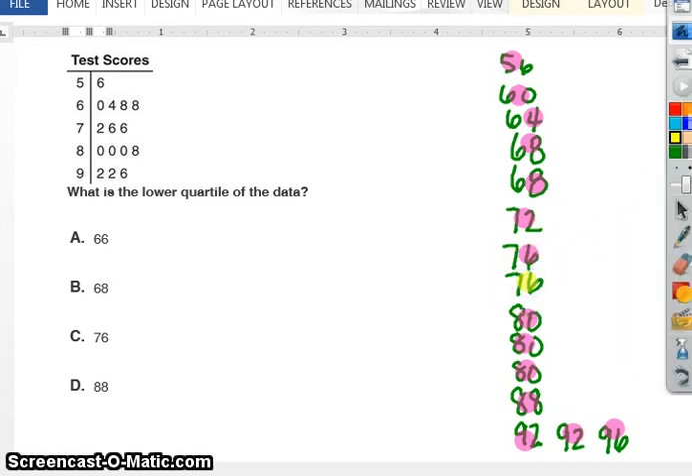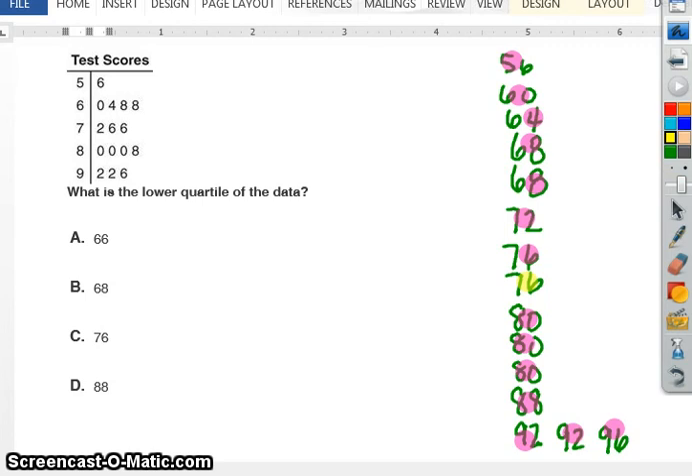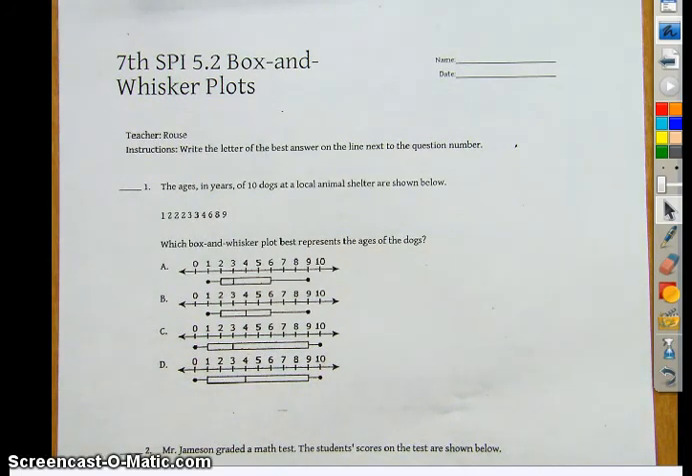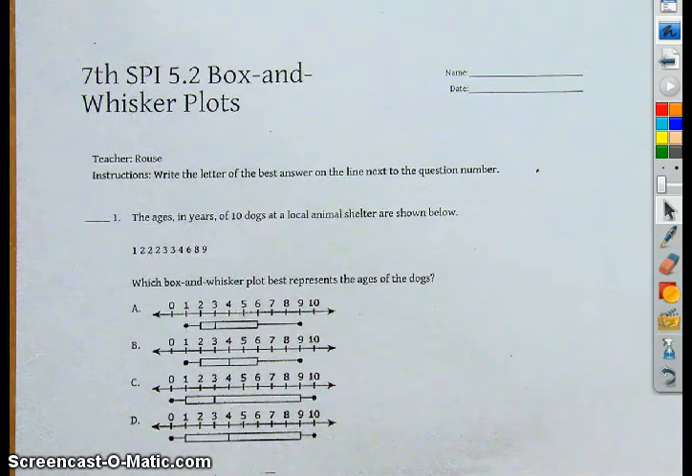So now let's find the lower quartile. So go from here, there. So 68 is my lower quartile. So now let's look at the worksheet that I had you do at the beginning of class.